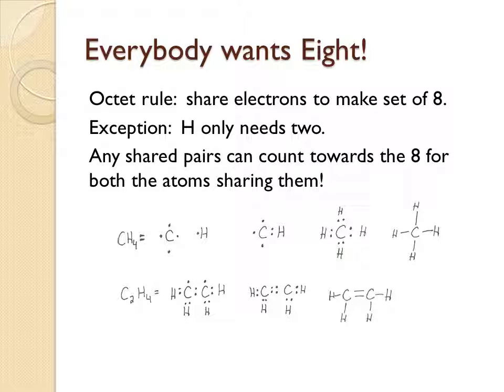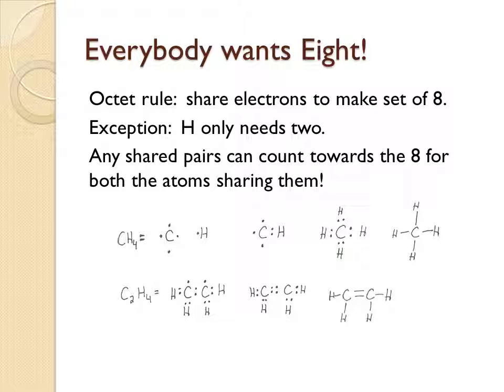Instead of drawing dots, if you want to draw the shared pair of electrons as a line, that's another way it's usually drawn. The line between the carbon and the hydrogen represents that shared pair of electrons. So when the molecule gets pretty complicated with lots of dots, it's helpful to have lines instead. So the next compound shown is C2H4.